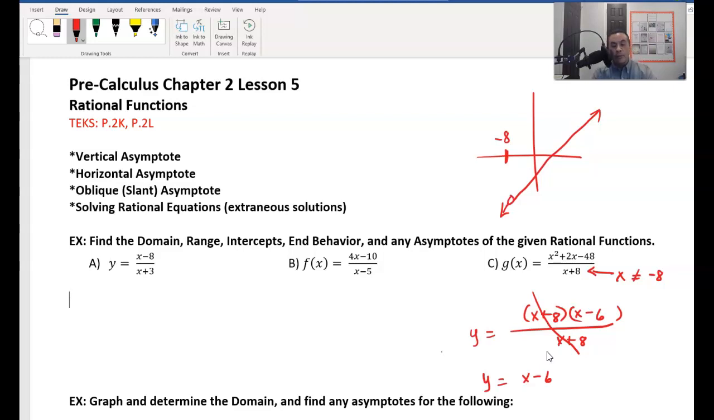So the domain here, if I asked you for the domain, would be from negative infinity to negative 8, in union with negative 8 to infinity, meaning that the graph passes through all the points except negative 8. The range would be, if you put negative 8 there, where would it be? So the range would be from negative infinity up to that number, and that number to infinity.